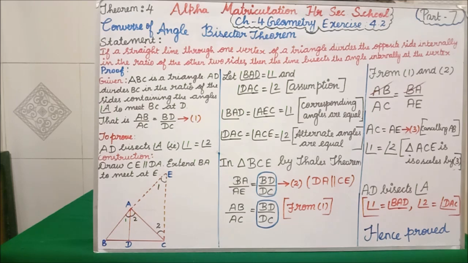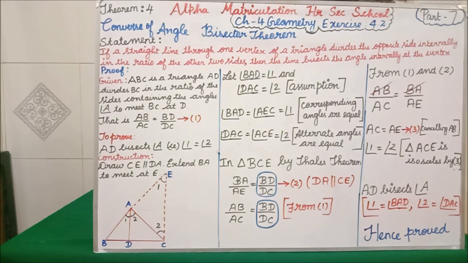Clear? What we are now saying? Angle 1 is equal to BAD, angle 2 is equal to DAC. We have finally proved AD bisects angle A. So last we have to write hence proved. Clear students, I hope you all understand this converse of angle bisector theorem.